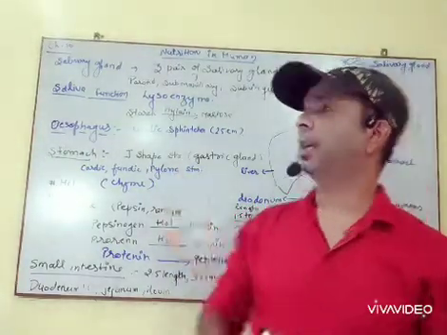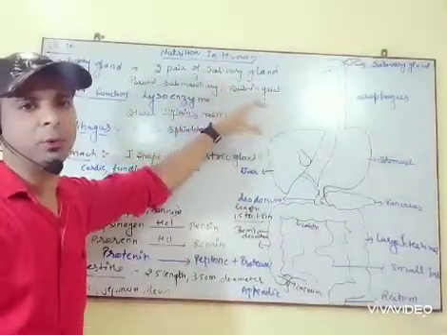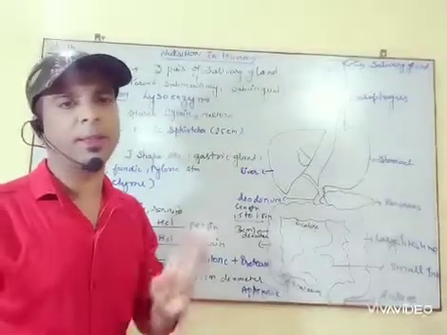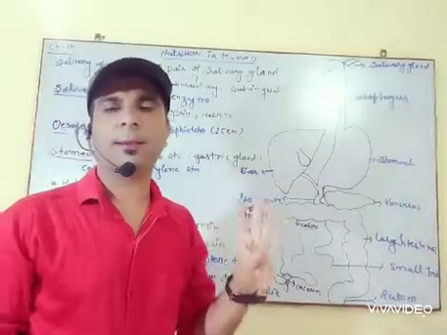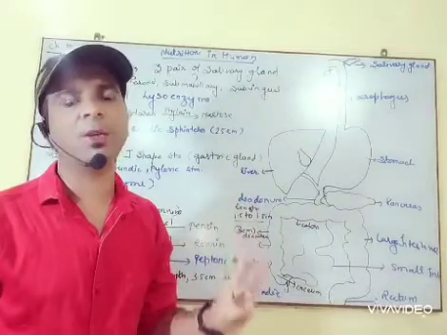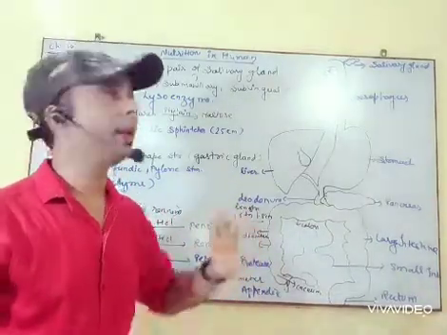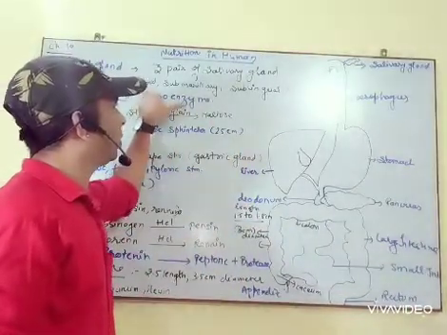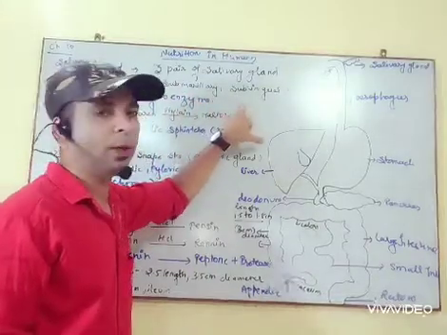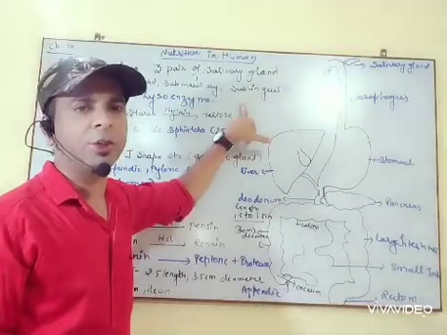Okay, so we can say there are three pairs of salivary glands present in our mouth. In our mouth, how many pairs of salivary glands are present? Three pairs of salivary glands are present, which are mainly responsible for the secretion of saliva. What are the names of the three salivary glands? First one is the parotid gland, second one is the submaxillary gland, and third one is the sublingual gland. All three glands collectively help in the secretion of saliva.